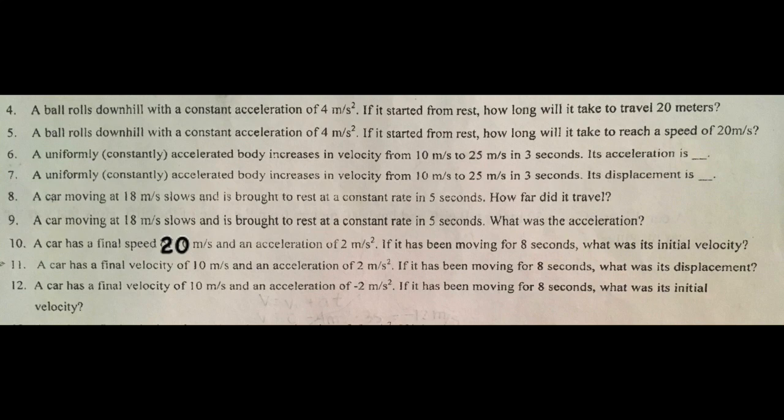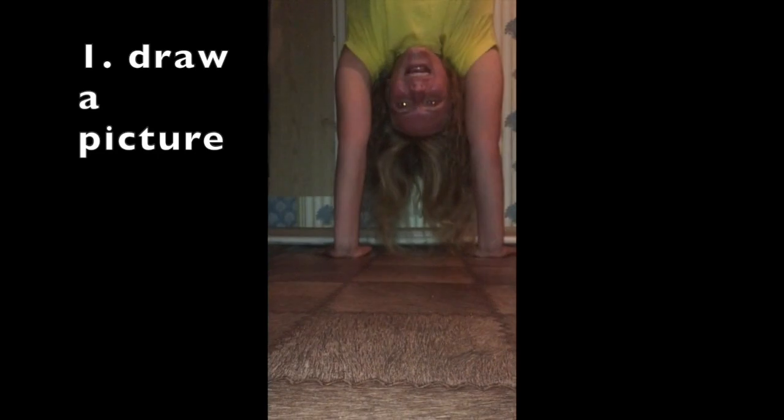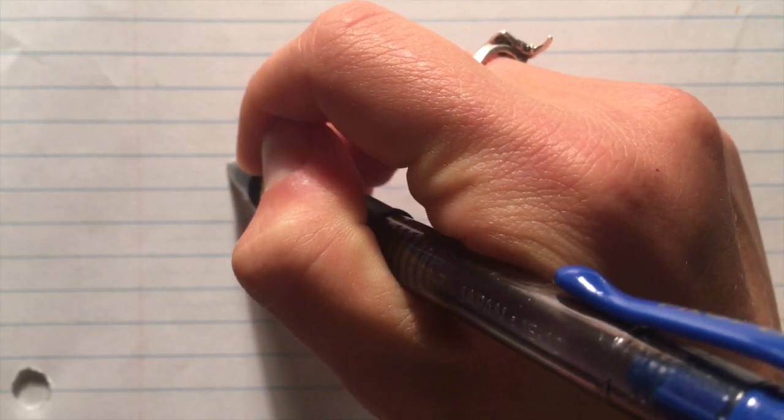Okay, number 10. A car has a final speed of 20 meters per second and an acceleration of 2 meters per second squared. If it has been moving for 8 seconds, what was its initial velocity? Draw a picture! We've got a car.